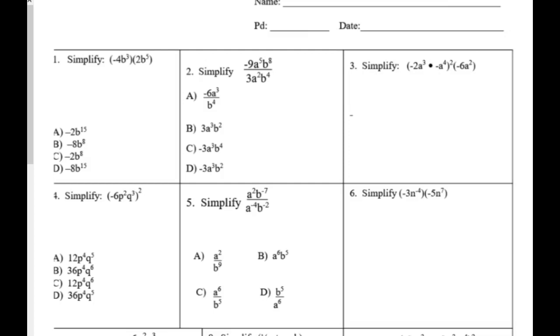Alright, here's our review for our test tomorrow. When we're multiplying, negative 4 times 2 is negative 8. When we add the powers, b, 3 plus 5 is 8. Negative 8, b to the 8.